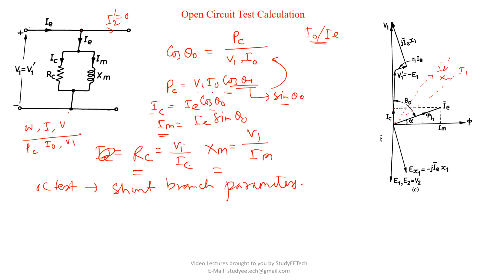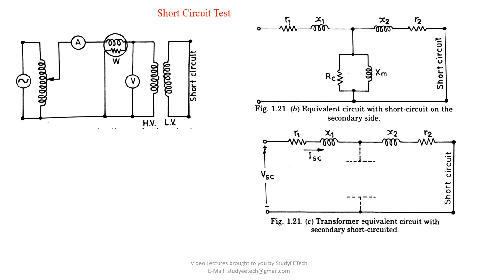Let us go to the next step, that is the short circuit test. Same thing we will do, only the difference is we will short circuit the LV side. We will short circuit this LV side, and we will connect the meters on the HV side, and the process will remain the same. We will take a variac, and starting from 0 we will gradually increase it, and the condition is rated current to flow. We have to make such an arrangement that the rated current flows here.